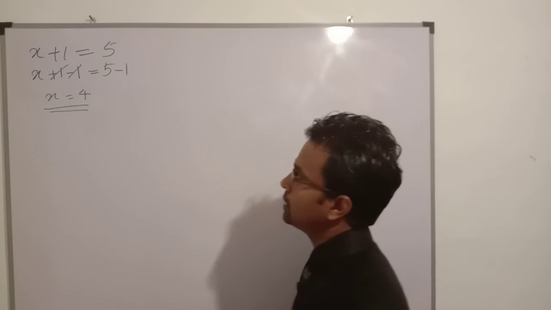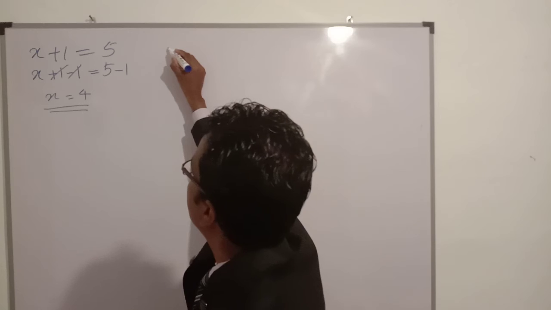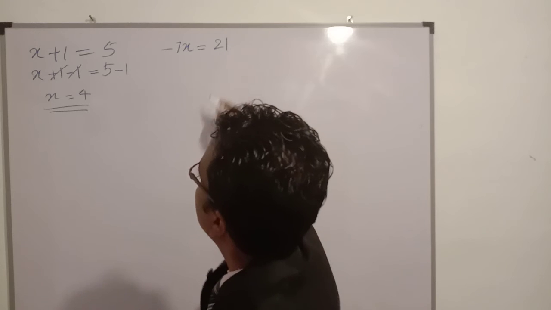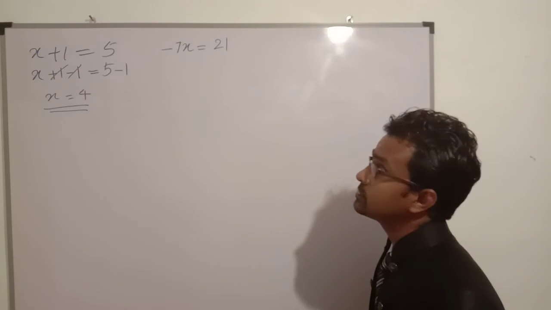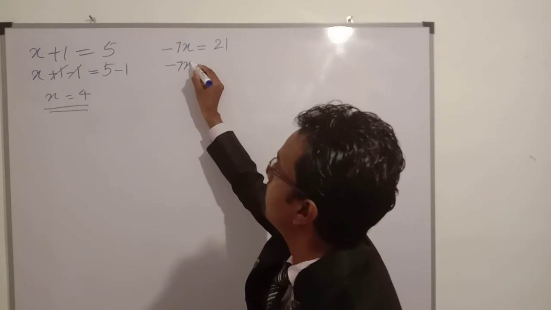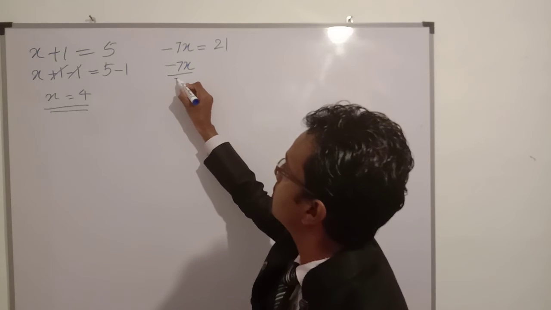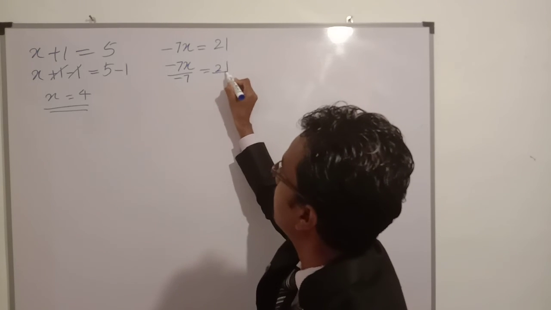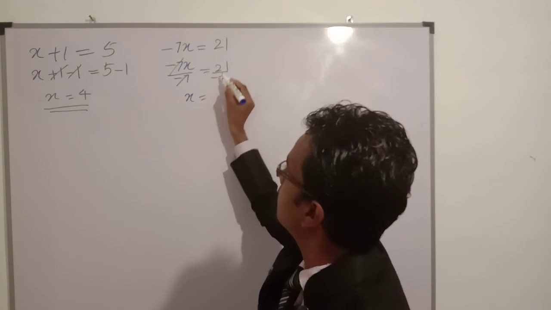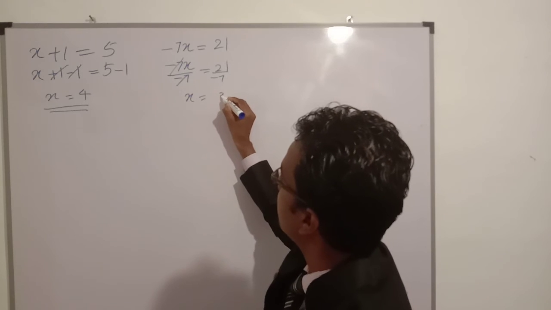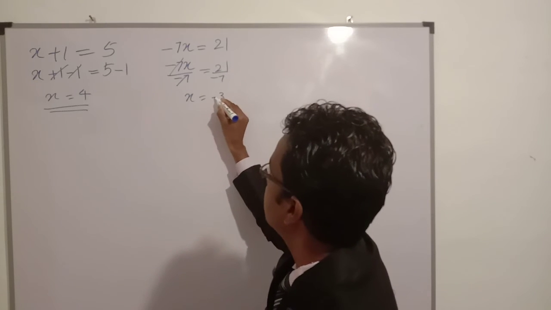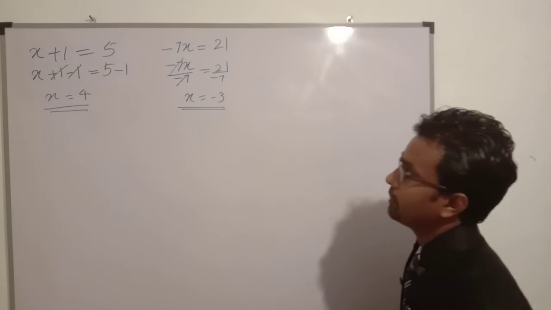Next one, let's see how to solve an equation with a negative sign. Minus 7x is equal to 21. Solving this equation means finding the value of x. Divide both sides by negative 7. Negative 7x divided by negative 7 equals 21 divided by negative 7. The 7s cancel out. Then x is equal to 21 divided by 7, which is 3. Then negative, this is positive. If the sign is not mentioned, that is positive, divided by negative. Negative 3 is the answer, right?